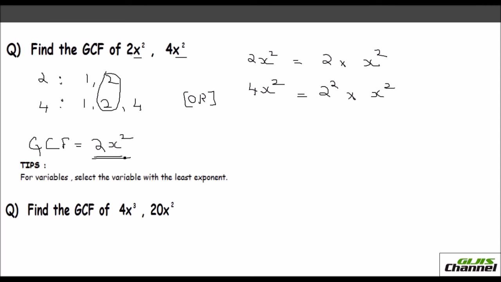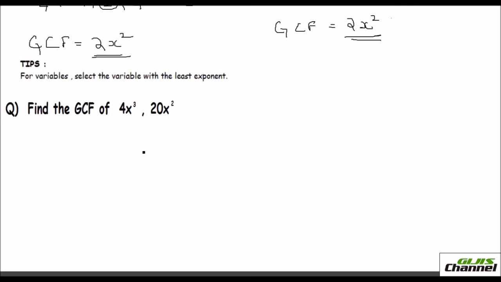So as per the tip, we take the least power. Since for 2 there is no exponent, I can take it as 1, right? So the least exponent you select is 2 raised to 1, which I can write as 2. And here since the exponents are the same, I can straight away write x squared, okay? Likewise, you can also find the GCF of these numbers.